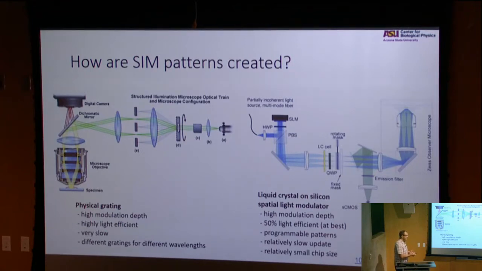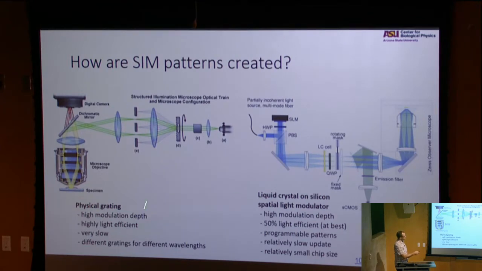You get very, very light efficient because it's transmission, but it's very slow. And you also need different gratings for different wavelengths. So the old Zeiss instruments actually physically shift the grating when they move between the original ones. People have gotten smarter about this, but this is it.